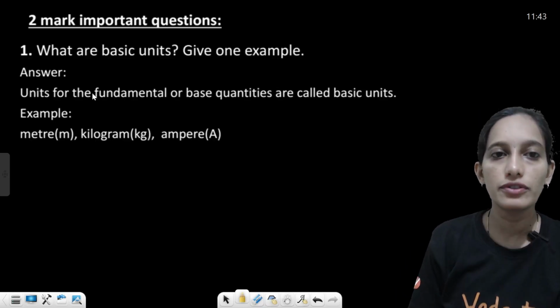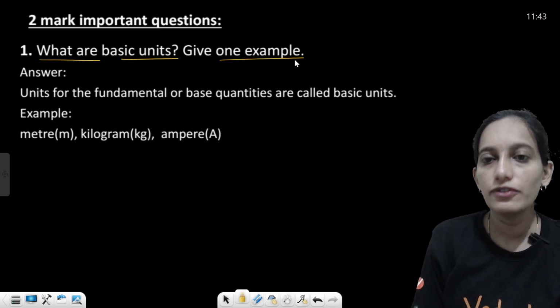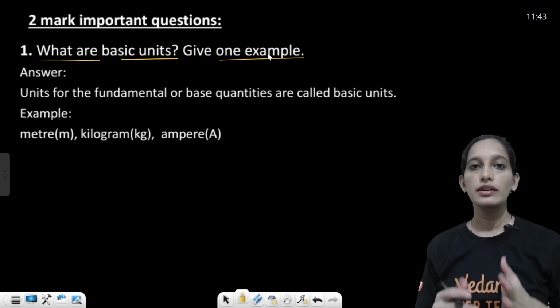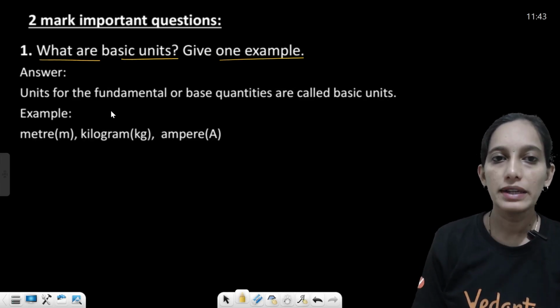So here is our first question. What are basic units? Give one example. In this question we have to define what are basic units and write one example. So, what are basic units?